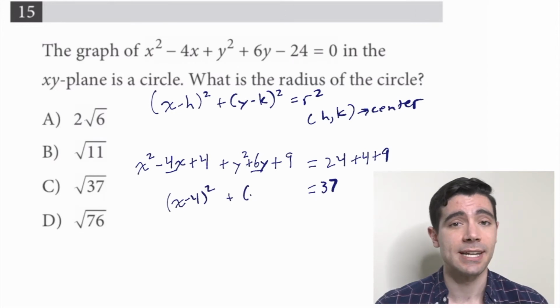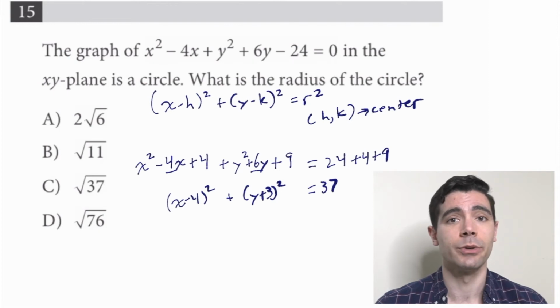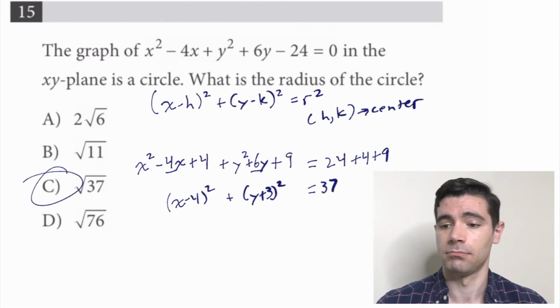We know that this right side of the equation is r squared, so the radius itself would be the square root of 37. Or answer choice C.